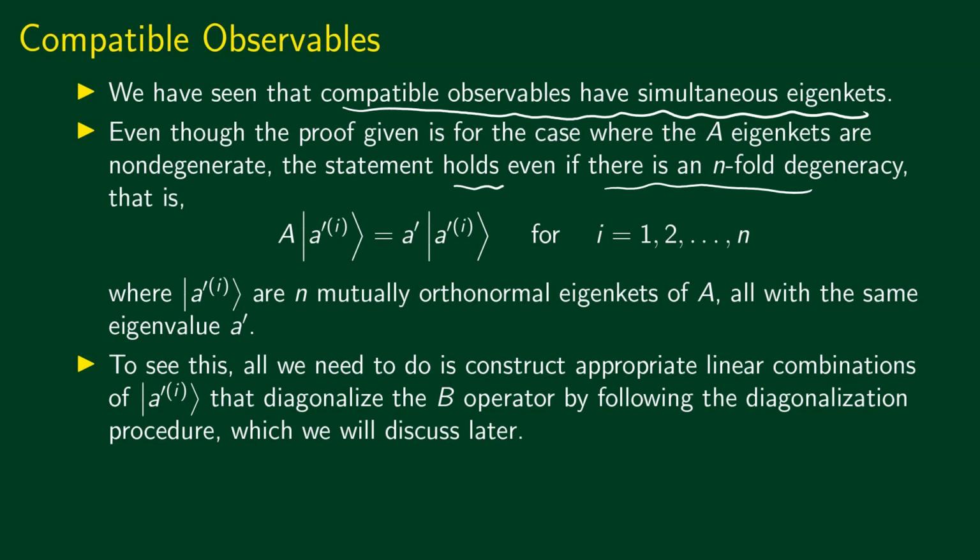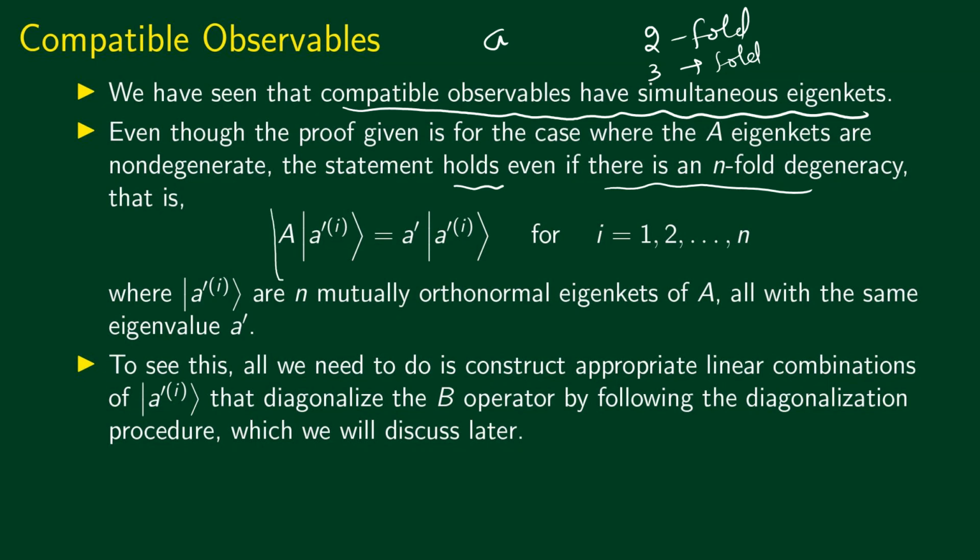What do we mean by an n-fold degeneracy? If corresponding to an eigenvalue A, there are n eigenkets, then we say that the eigenvalue is n-fold degenerate. If there are two eigenkets corresponding to an eigenvalue, we say the eigenvalue is two-fold degenerate. If there are three eigenkets corresponding to the same eigenvalue, we say that the eigenvalue is three-fold degenerate, etc. So in general, if there are n eigenkets, we say that it is n-fold degenerate.